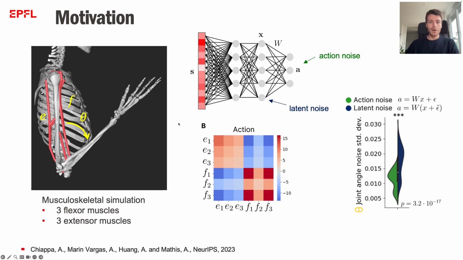Instead, if we apply noise to the latent state of the policy network before mapping the latent state to the muscle activations, we can take advantage of the learned muscle synergies to coordinate the perturbation of different muscles. We can see that the latent perturbation produces significantly larger variability in the explored joint angles, thanks to a noise correlation matrix following the flexor-extensor group structure.